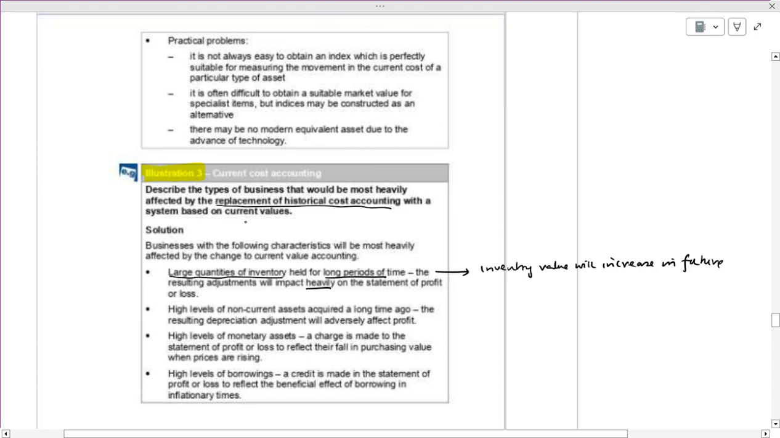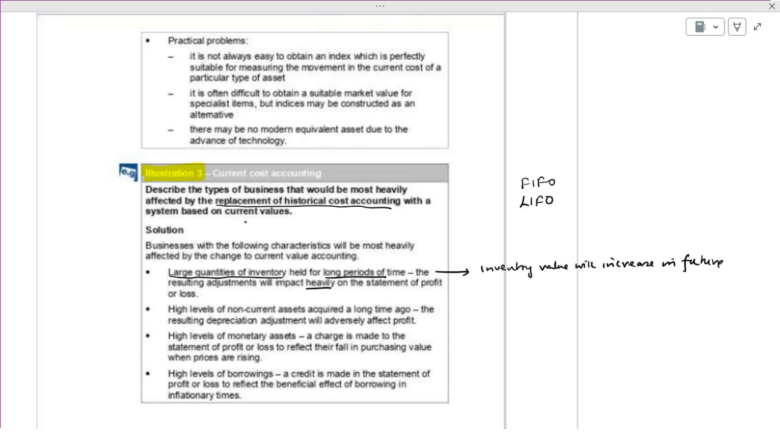Maybe you have done first in, first out, last in, first out. You have done FIFO and LIFO. That is from the costing perspective. That is where we are talking in terms of the measurement of the values.